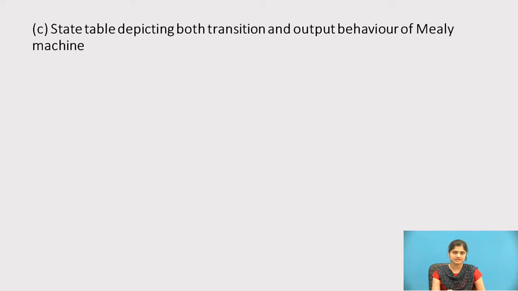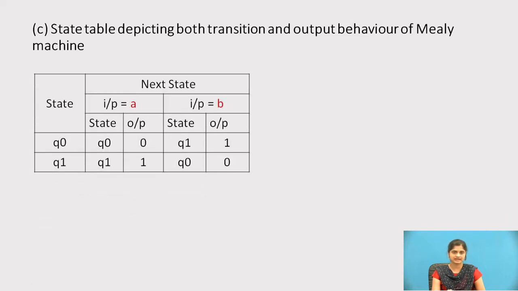Now, the state table depicting both transition and output behavior of the Mealy machine. In the previous slide we had drawn the transition table and the output function table. Now combining those we will get the state table depicting both behaviors. Here we have the states q0 comma q1. Now where it is going to the next state, for that we have made two columns, if input A is given and if input B is given.